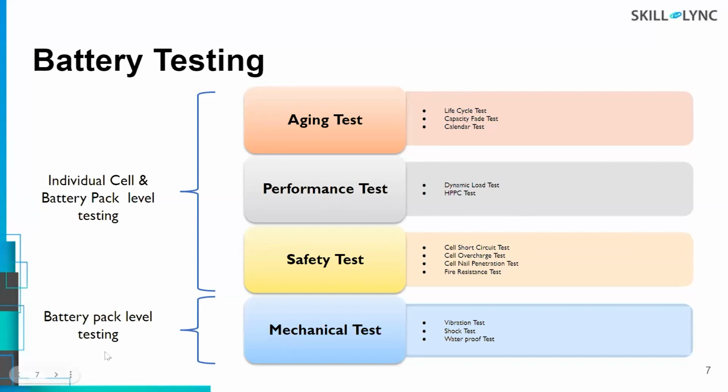Mechanical test is happening at the battery pack level. I already told you that a battery pack is made up of individual cells in a combination of series and parallel. Electrical engineers should know that, right? Parallel and series combinations let you achieve the desired values of voltage, energy, and power, whatever we require.